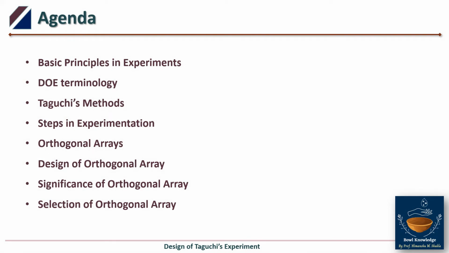The agenda of today's lecture is basic principles of experiment, then DOE terminology, what are the various terms which we use in design of experiments, then Taguchi's methods, what are the steps in Taguchi experimentation, then orthogonal arrays, how to design the orthogonal array, significance of orthogonal array, and selection of orthogonal array for your experimentation related to your field of research.